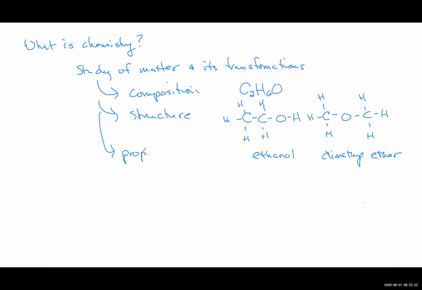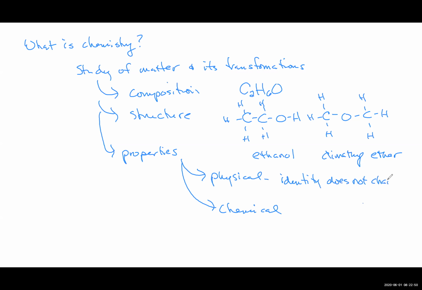And then we also study the properties of matter. When we study the properties of matter, there are 2 different types. We study physical and we study chemical. The difference between physical and chemical properties we'll go over in several different chapters, but I'm just going to give you the basic information on it now. If something is physical, what's true is the identity of the substance does not change. So you could change its temperature, you could change its size, you could change its density.